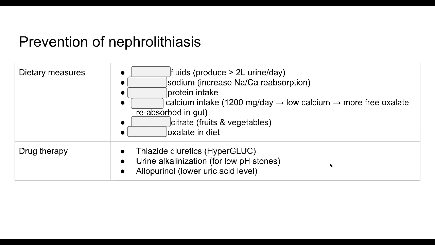Less protein intake. Okay, and tell me why. Okay, so the more protein intake, the more product of the protein metabolism will secrete to the blood, and then will increase. All right, I like that.